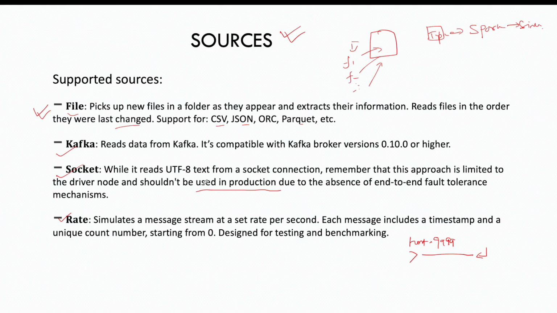Now the fourth one is Rate. With Rate, you can say that I want to generate records at a particular rate per second, let's say 10 records per second, and each record will contain the timestamp and the count starting from 0. This is mostly used for testing and benchmarking, because you can increase the number from 10 to 100 and see how your Spark structured streaming job is performing. You can increase to 1000 and see how it is performing. That is why it is mostly used for testing and benchmarking.